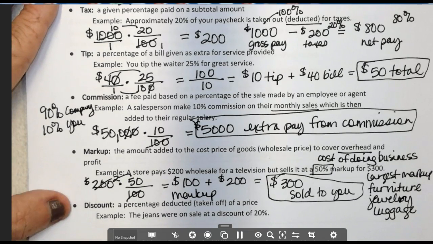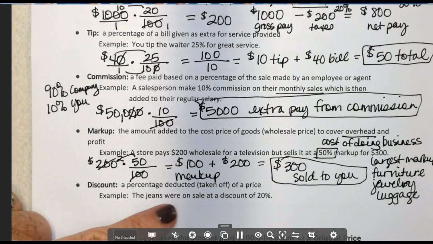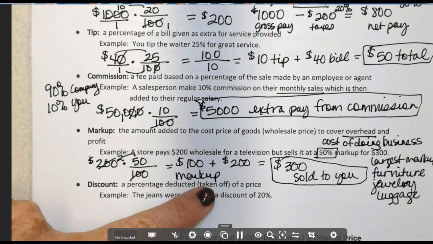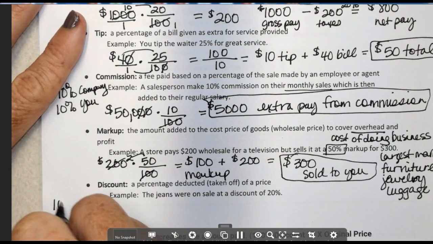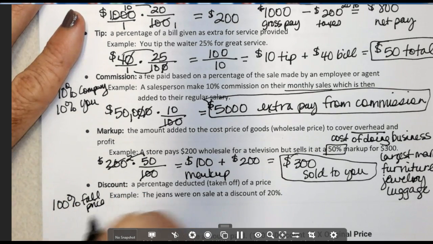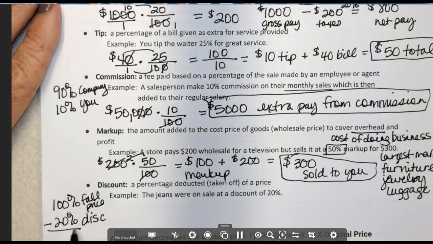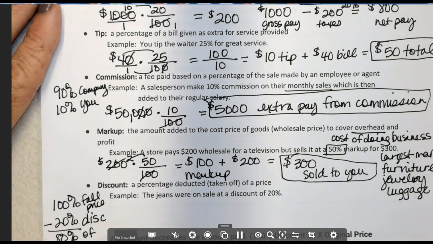Okay? So a discount, this is what we all live for, this is what I live for, is the amount that's taken off of a price. So if you think about 100% is full price, okay, and they give you a discount of 20%, that's an amount you're not paying, so you're taking that away. You end up only paying 80% of the original price. Okay?